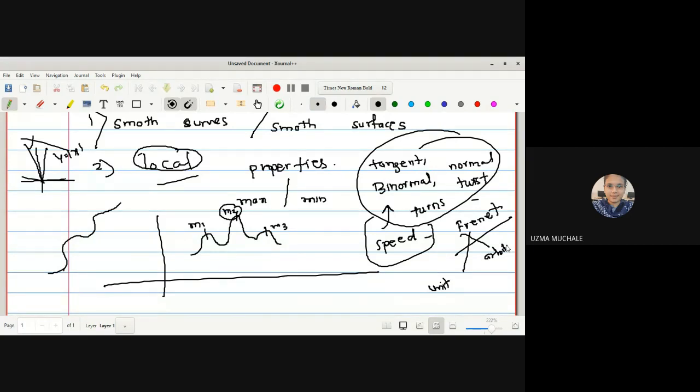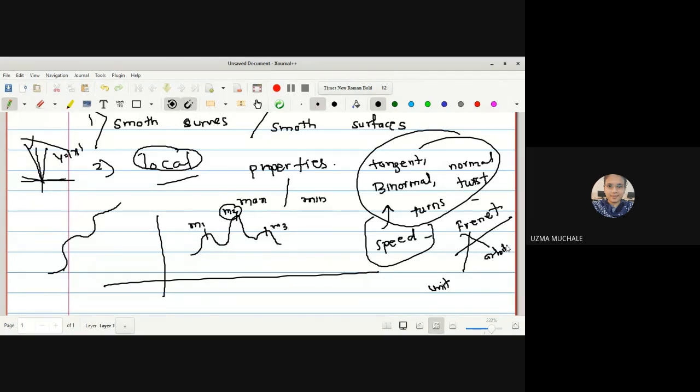Unit speed is not compulsory, because of the things in the surroundings, due to air, due to rain, due to traffic, all these factors are imposed on your travel.